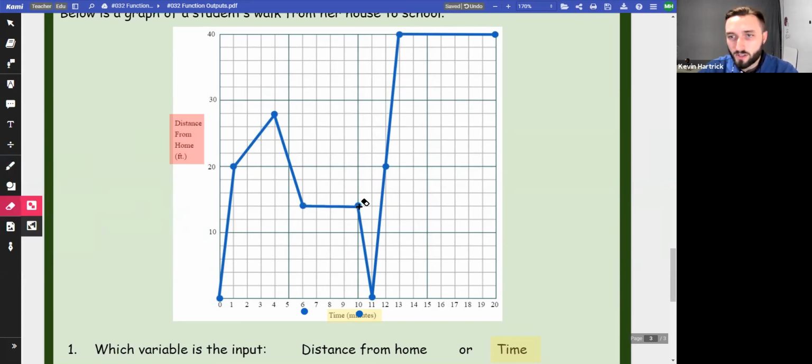Okay? Then she realized she's real late, right? She's got to get home and get her Chromebook quick. So she sprints home after the traffic light. She sprints home. She gets home and just grabs her Chromebook and goes, right? Because she doesn't stay home for longer than a minute. Between minutes 11 and minutes 12, she is already moving towards home.